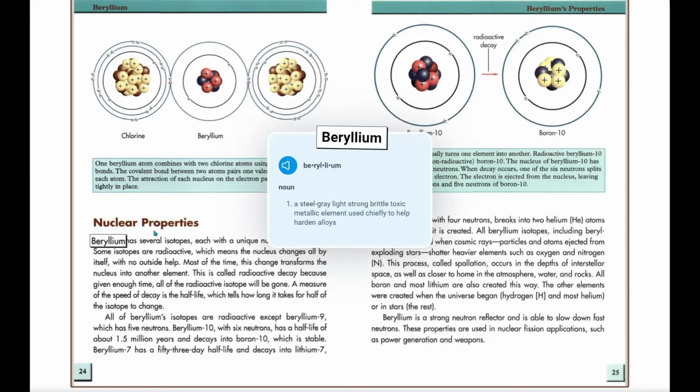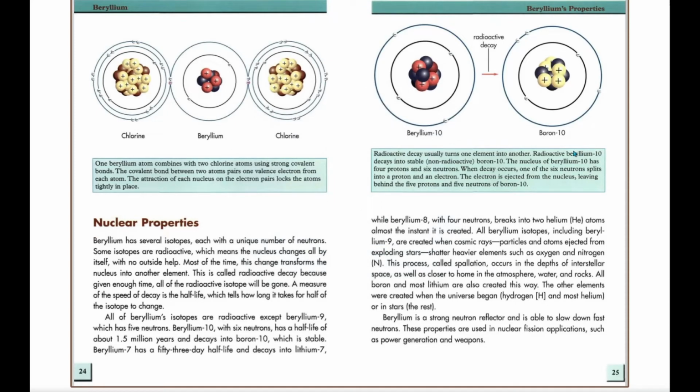There it is. Beryllium-10 decays into stable, non-radioactive boron-10. The nucleus of beryllium-10 has 4 protons and 6 neutrons. When decay occurs, one of the 6 neutrons splits into a proton and an electron. The electron is ejected from the nucleus, leaving behind the 5 protons and 5 neutrons of boron-10.